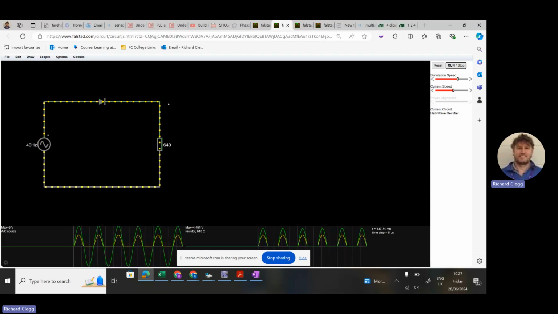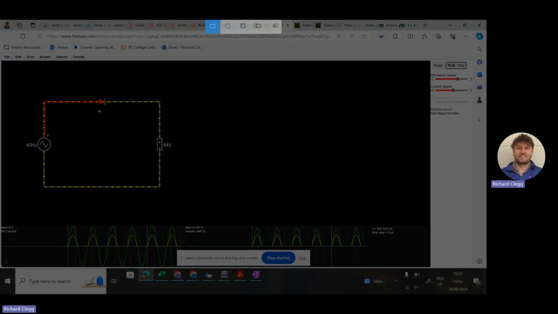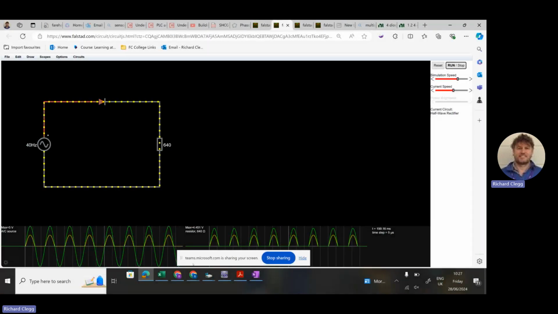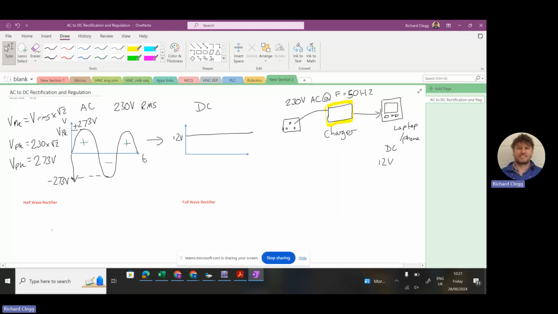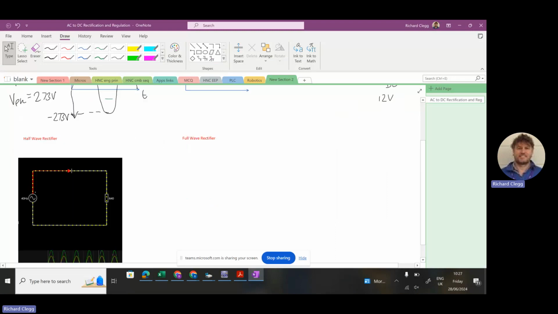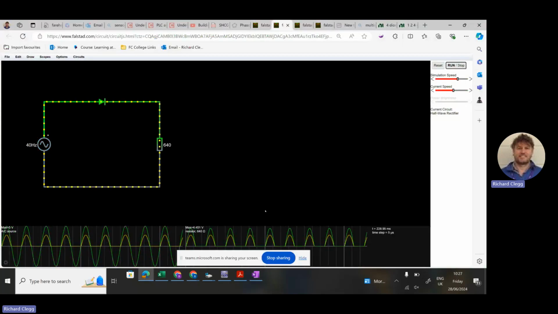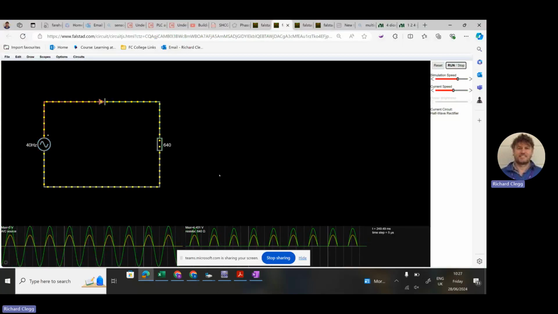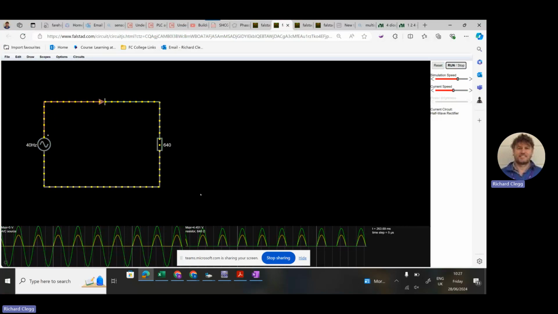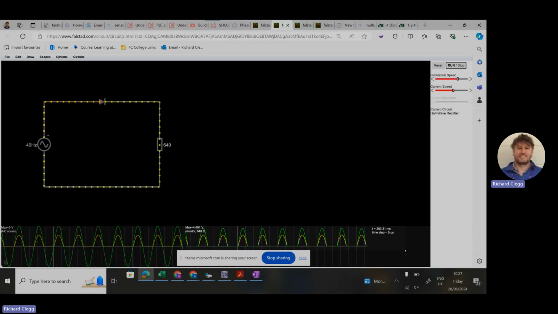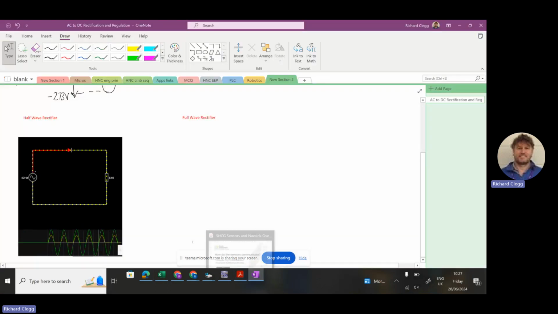Let's screenshot that. It's quite useful to have this and put it into our helper notes. That's what we got: one diode, and you can see the output waveform on this right hand side here. So we can put that in as well.